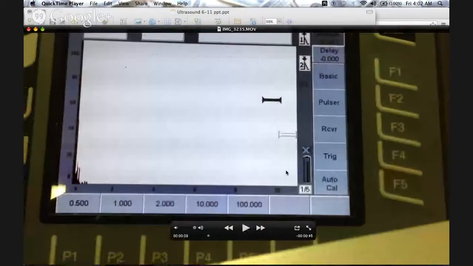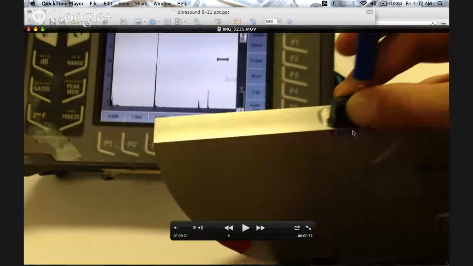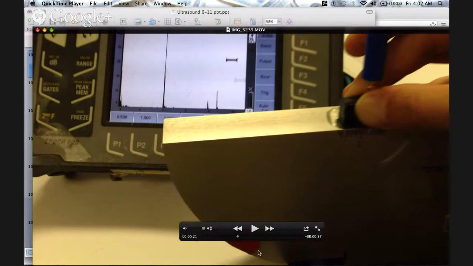I have my range at 10, so from 0 to 10, and I have my delay at 0, meaning I'm not sliding this back and forth. 0 would be here, and 10 would be here, 10 inches. I'm going to use a transducer at 45 degrees. Shooting at 45 degrees, hitting this curve dead on, it bounces back into my transducer and it's showing at 4.